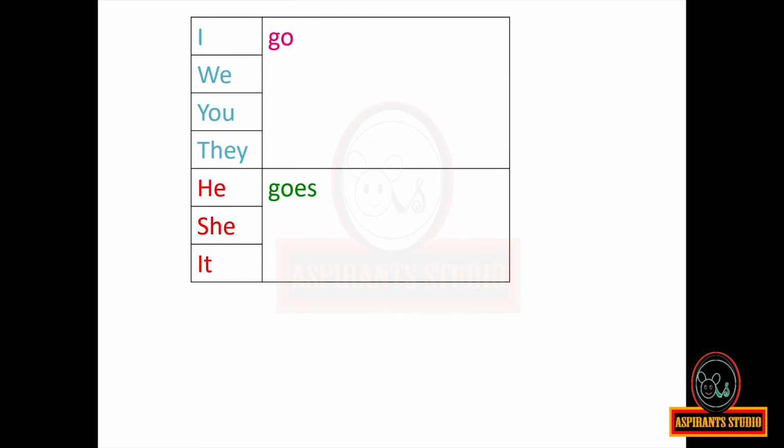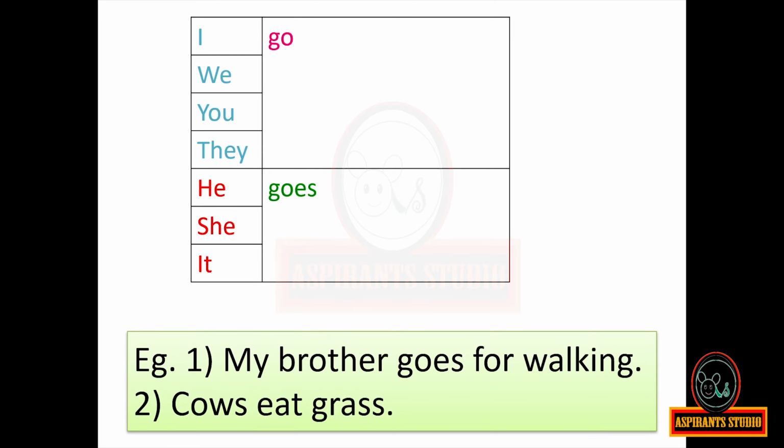In simple present tense, when the subject is in third person singular, the letter s or es should be added with the root of a verb. For all others, we use the base verb. I go, we go, you go, they go, he goes, she goes, it goes. Example, my brother goes for walking. Cows eat grass.